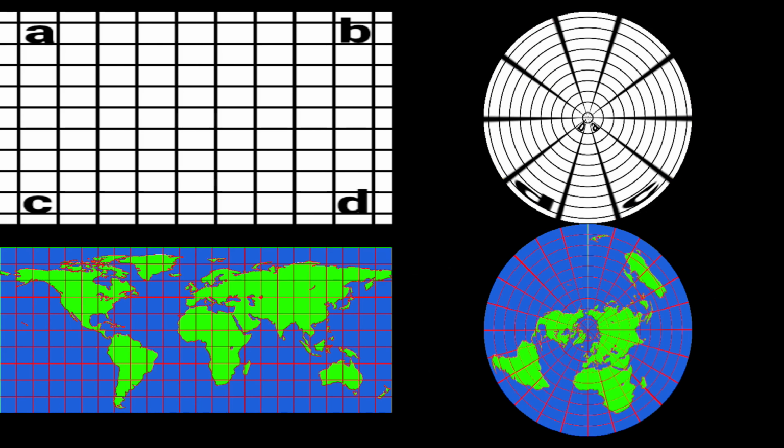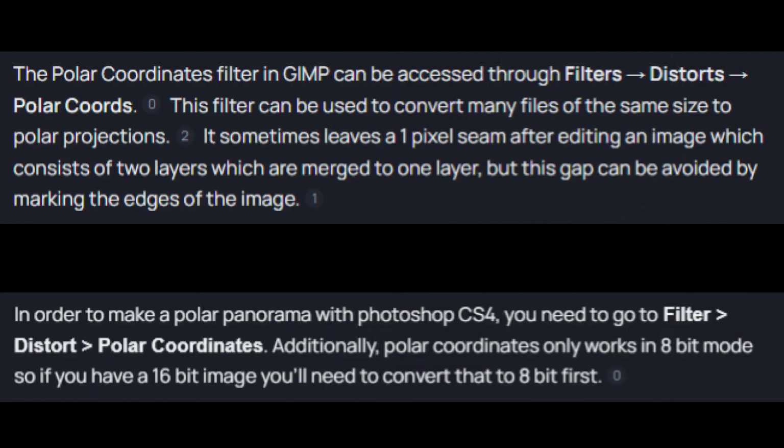We can convert between coordinate systems. The top line in the cylindrical coordinate system becomes the central point in the polar coordinate system. The bottom line in the cylindrical coordinate system becomes the outermost circle in the polar coordinate system. The conversion also works in reverse. These conversions are easy to do in any image manipulation program, such as Photoshop or GIMP.